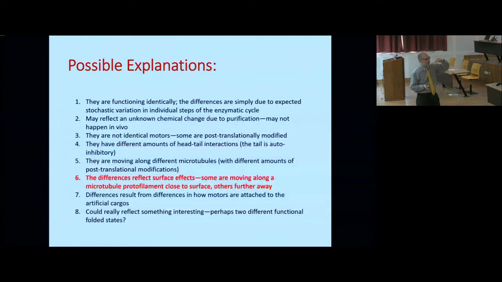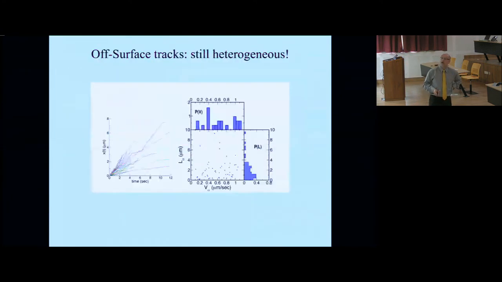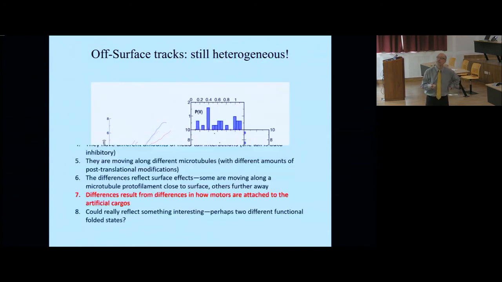Moving along the top protofilament versus the lower protofilament. So there, you can raise your microtubules off the surface and basically examine motion, and you can quantify the details of how we figured out how far away from the surface they are in the paper, and I'm not going to go through it. But anyway, we still see heterogeneity. We don't have that many tracks because they're hard experiments, but they're still heterogeneous, so it's not a surface effect.